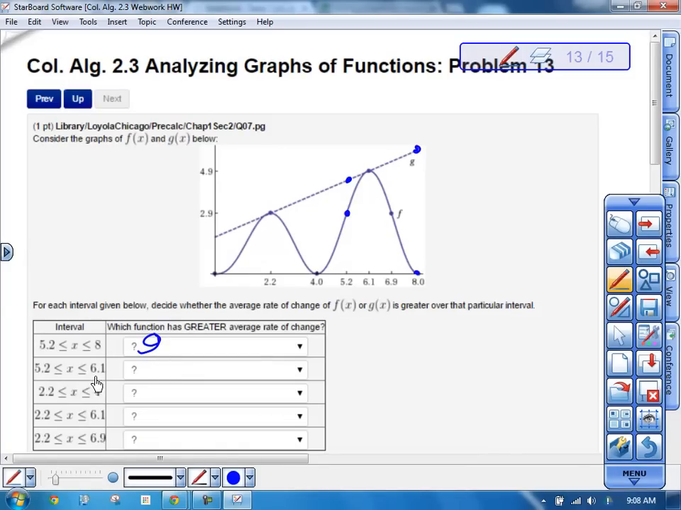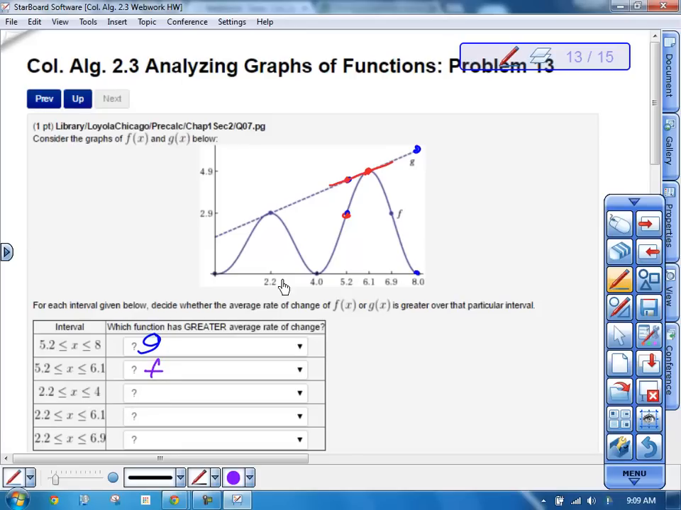For the next one, 5.2 to 6.1, so I'll do g in red. 5.2 to 6.1, that's always the same, by the way. You're always going to have the same average rate of change for g because it's a line. So it's always going to be that slope. And then for the function f, 5.2 to 6.1, it's this purple line, which has a much greater slope. So we would say f is greater in that situation.